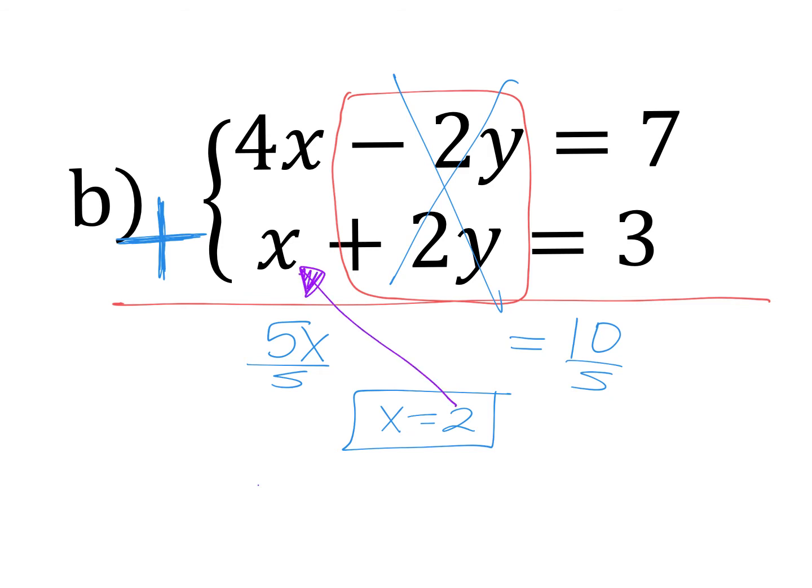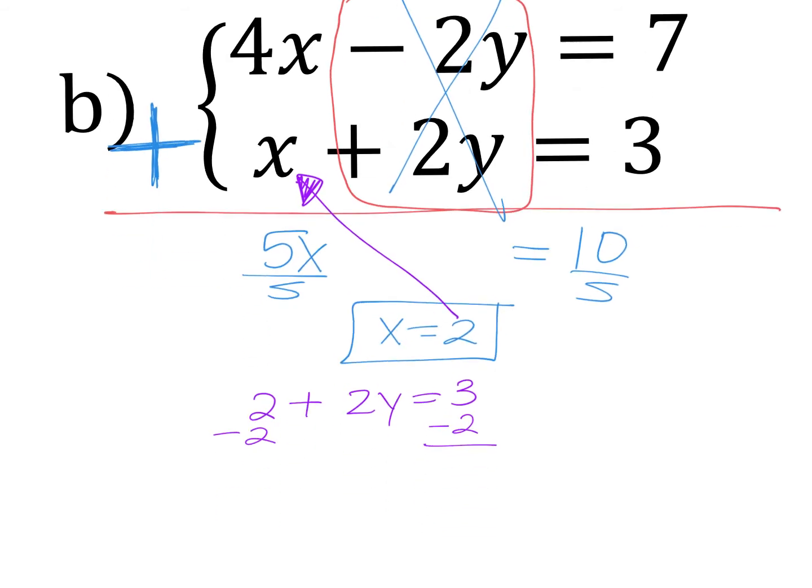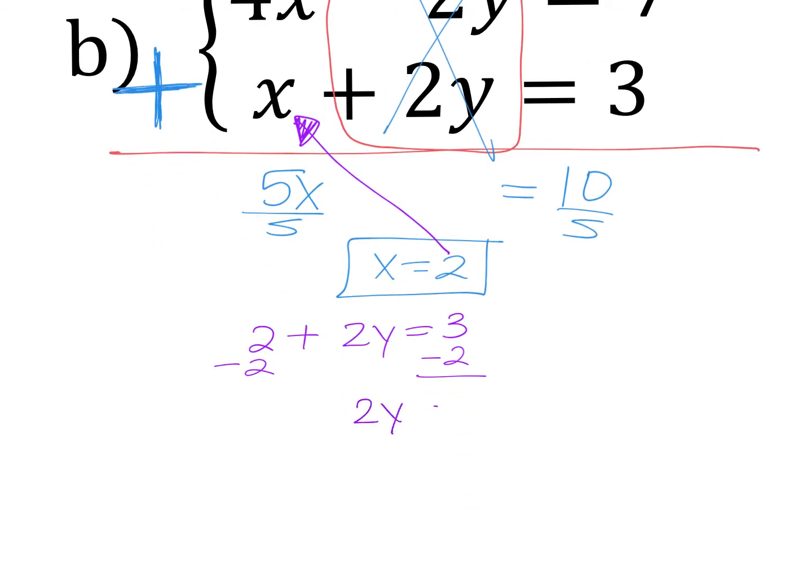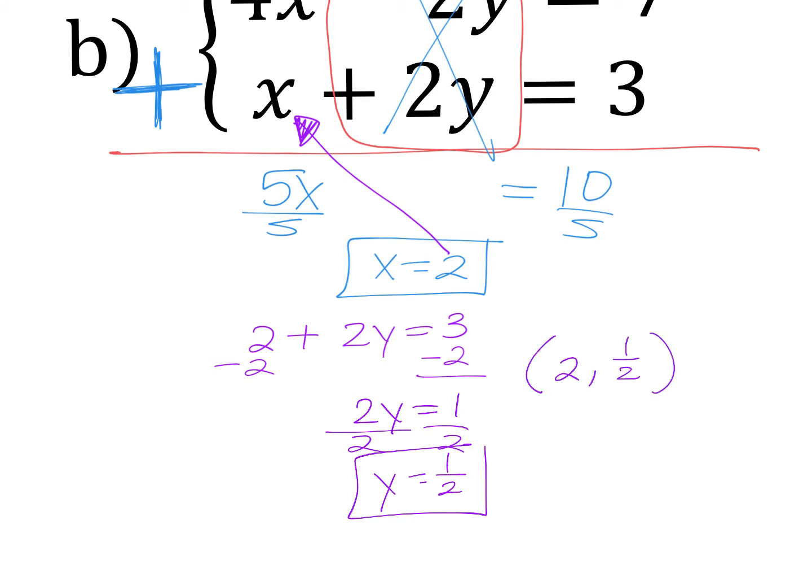So if I plug it back in, it's 2 plus 2y equals 3. Take away 2. So you get 2y equals 1. Why am I putting a box around that? Divide by 2. So y is a half, which means my answer is (2, 1/2). Right? A solution to a system is always a point in that system.